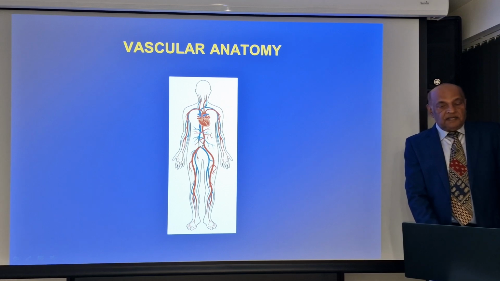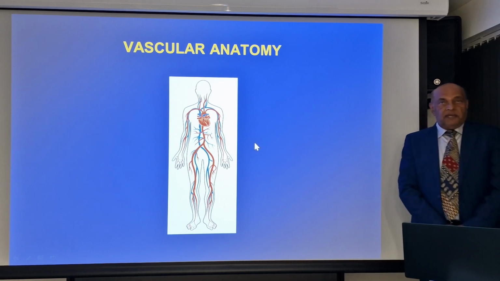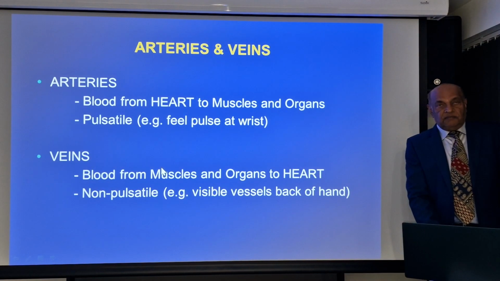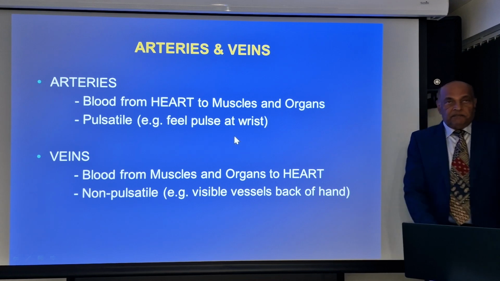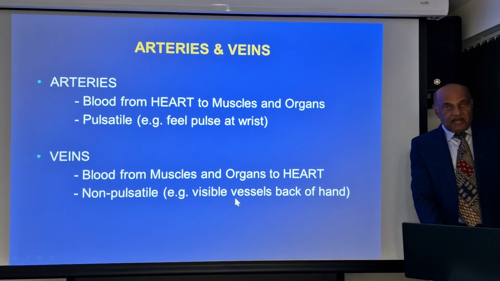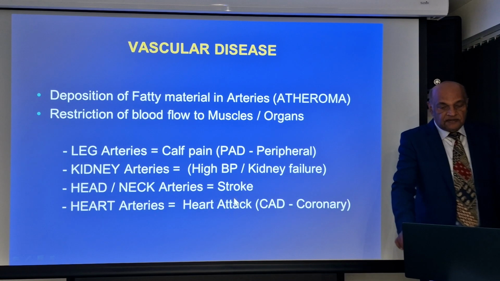So you have the heart here in the chest, and all the red structures are arteries and the blue structures are the veins. Basically, arteries take blood away from the heart to the rest of the body and are pulsatile, whereas veins bring the blood back from the muscles and organs to the heart, and they're usually non-pulsatile. So for example, when you feel a pulse at the wrist, you're feeling an artery, whereas what you see in the back of your hands, the bulging structures, are veins.